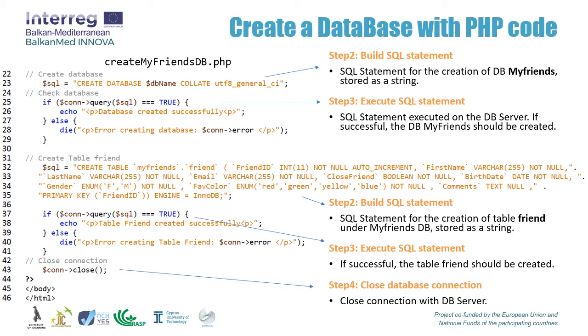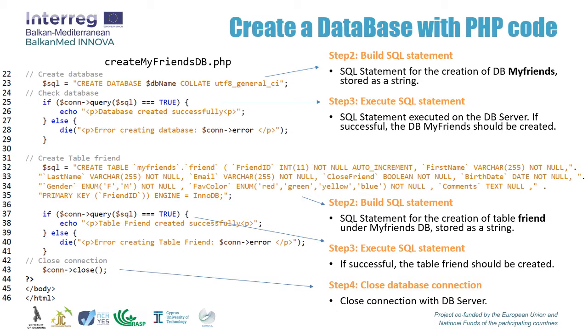On successful connection, we can send and execute SQL statements to the DB server. First we build SQL statements as strings, and then execute them on the DB server. Note that we always have to check if the statement produced any error during execution, and post an error message to the user. In line 23 we build an SQL statement for the creation of the database myFriends. In line 25, the SQL statement is executed on the DB server. If successful, the database myFriends should be created.